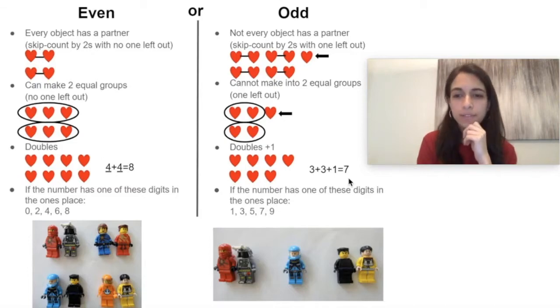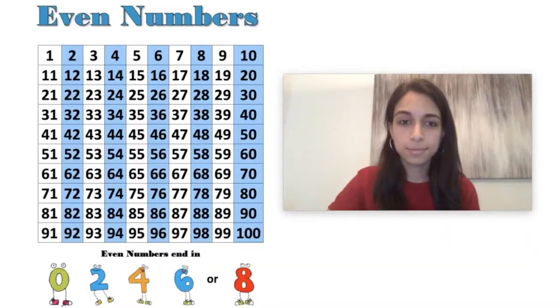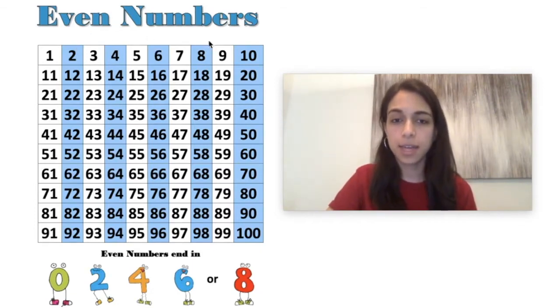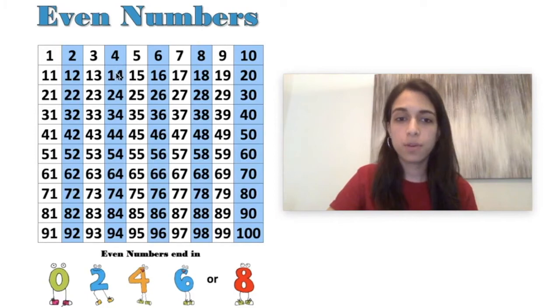I wonder if we can find some other patterns if we look at a hundreds chart. So here we have a hundreds chart where all of the even numbers have been highlighted in blue. So let's look for some patterns. So I'm noticing that I can skip count by 2 and go 2, 4, 6, 8, 10, 12, 14, 16, 18, 20, and so on. And that makes sense since we already talked about you should be able to skip count by 2 to get to a number if it's even.